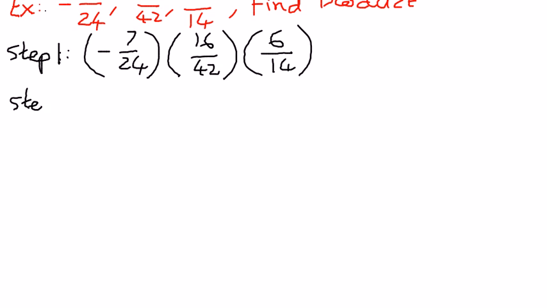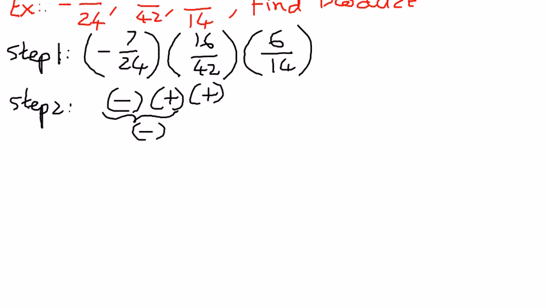Step number 2. We're going to put the signs together. We have a negative sign times a positive sign times a positive sign. Negative times a positive is a negative, and then we take that negative and multiply it by a positive sign. We're going to land up with a negative sign. So the final answer is going to be a negative value.